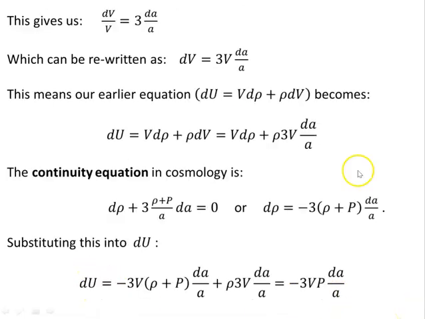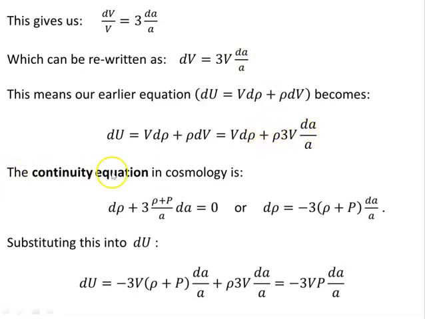Okay, next, this gives us dV on V is 3 dA on A, which can be rewritten as dV is 3V dA on A. And this means our earlier equation, dU equals V d rho plus rho dV, becomes dU is V d rho plus rho dV, and we can replace this dV with all of this from up here.